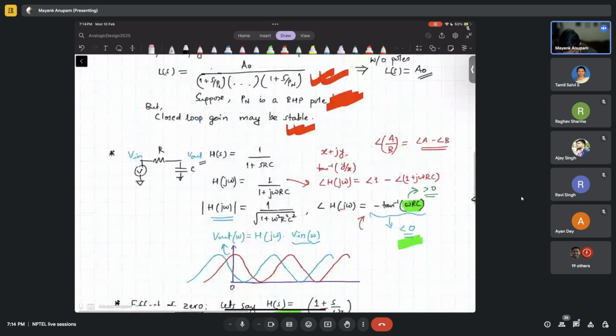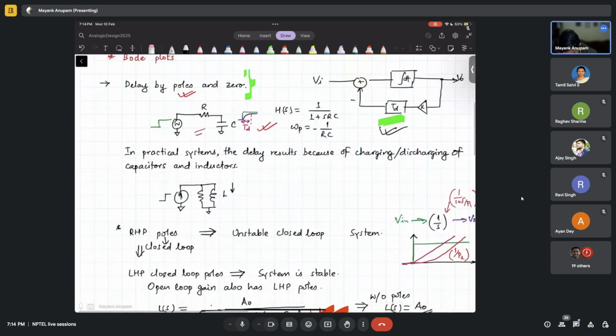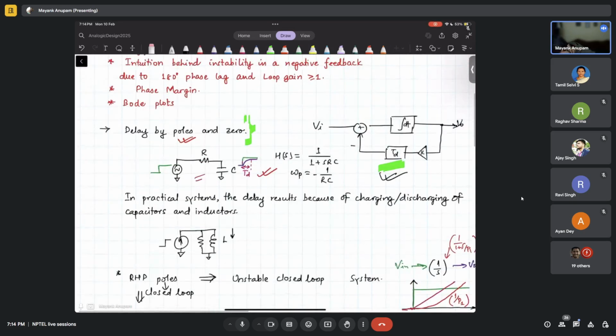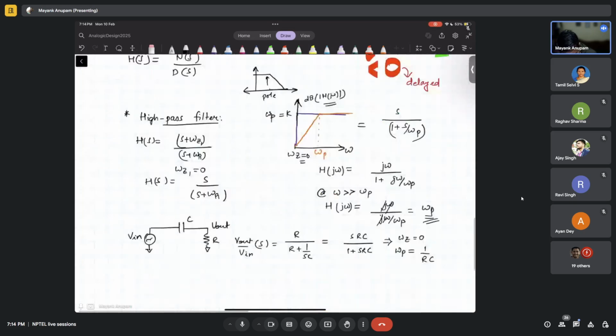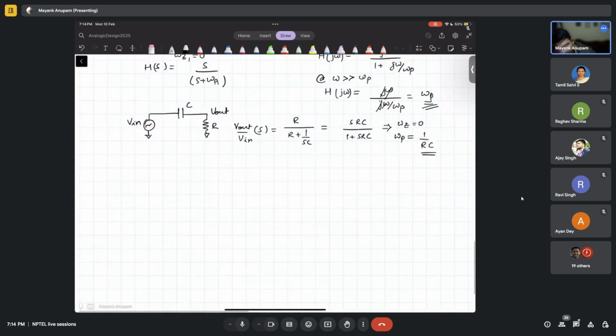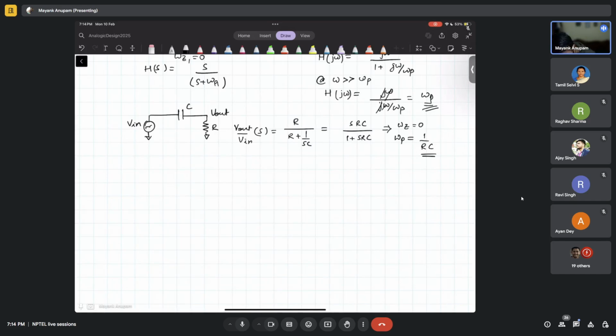I think I made a mistake somewhere. This is not correct. Omega p is equal to 1 by RC, not minus 1 by RC. Okay, so what does this mean? What does this mean? Tell me.